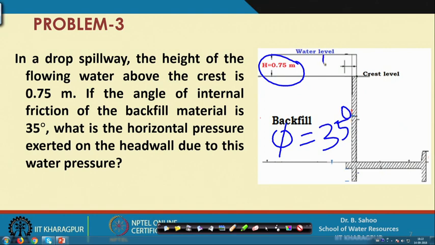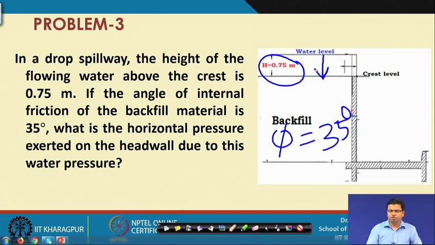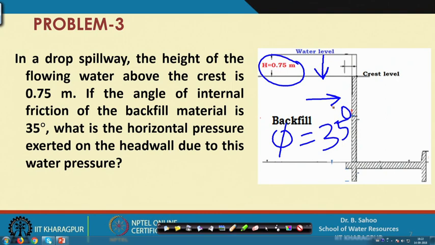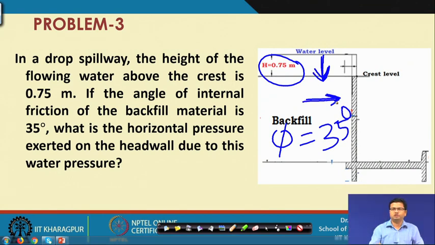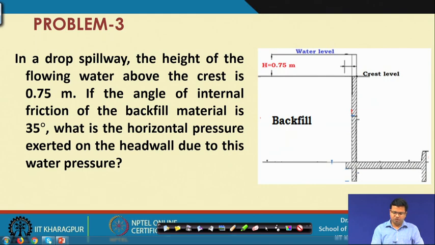Generally, whatever the water level is there, it exerts a vertical pressure on this backfill material, and this water pressure will be converted into the horizontal water pressure if we multiply with the K B value. We have already studied what is the value of K B. That is the ratio between the horizontal to vertical water pressures, and that is given by 1 minus sin phi divided by 1 plus sin phi. So, whatever vertical pressure you will be getting from this water, that will get transmitted to this backfill, and then you have to convert that vertical pressure into the horizontal pressure. Okay. So, with this concept, now we will solve the problem.